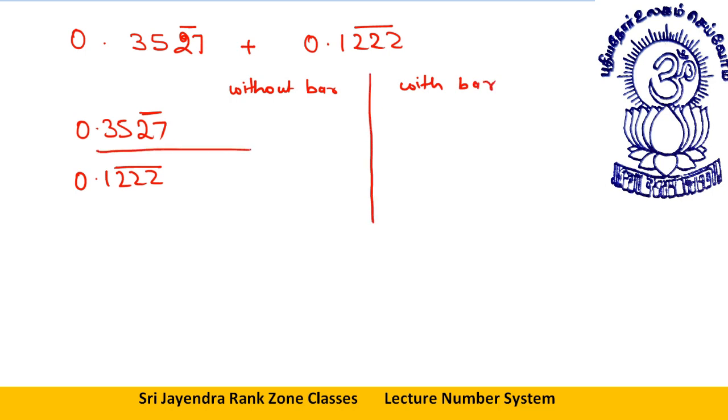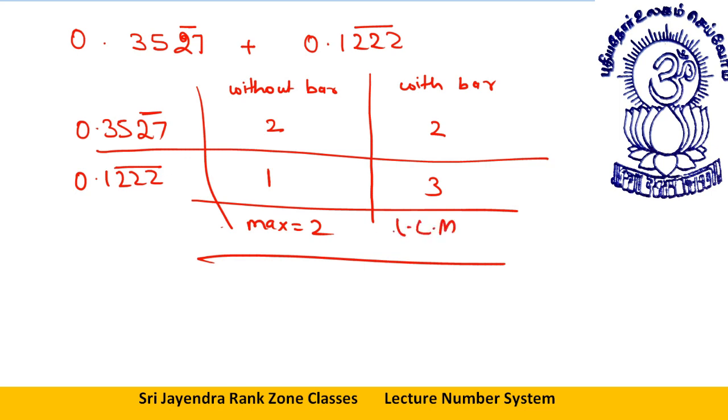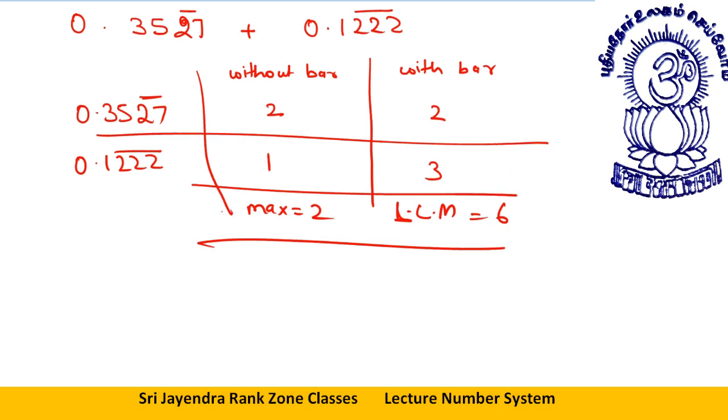Look, without bar. How many digits are without bar? Two. Here, how many digits are without bar? One. With bar, 2 digits. With bar, 3 digits. So here the maximum value is 2. Here the LCM of 2 and 3 is 6. Now what do I need to do?